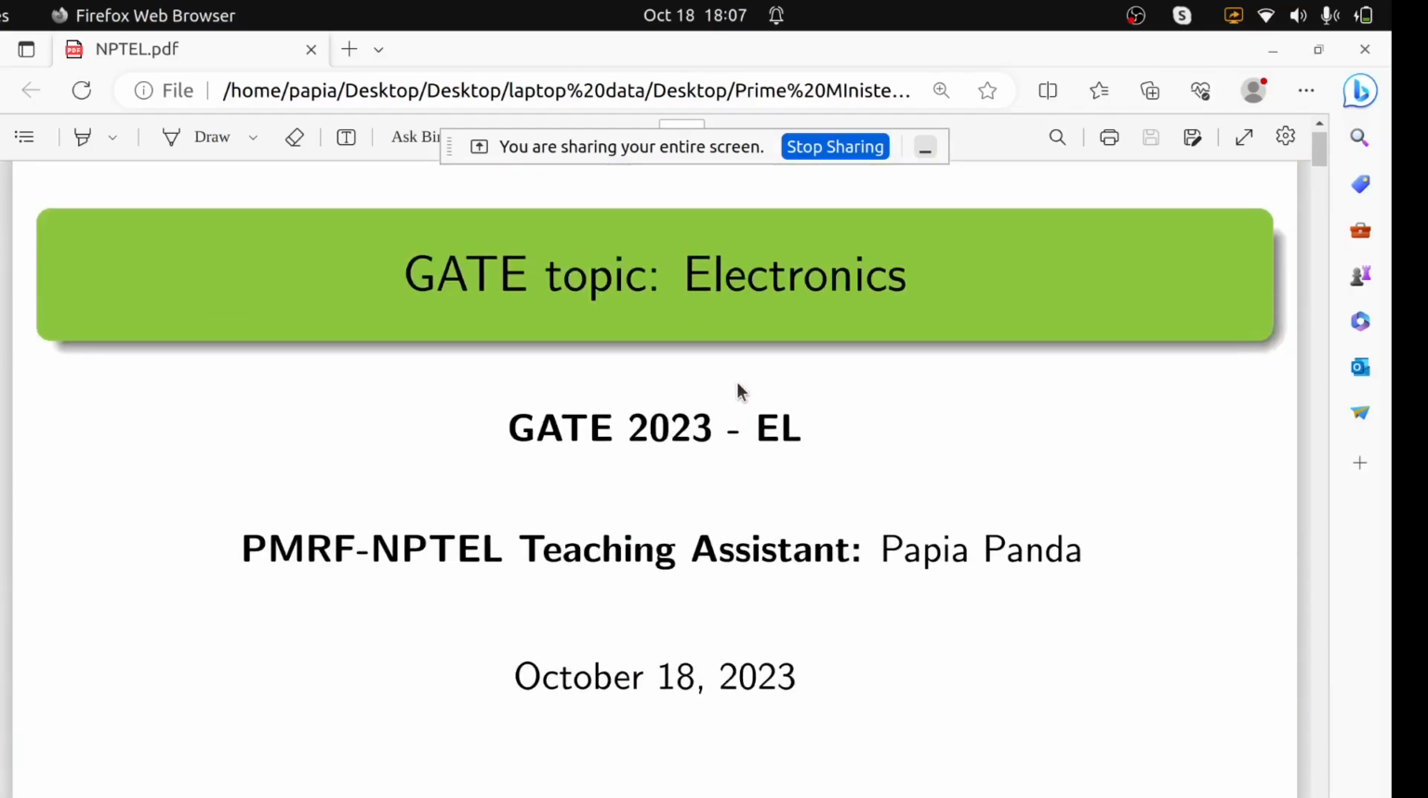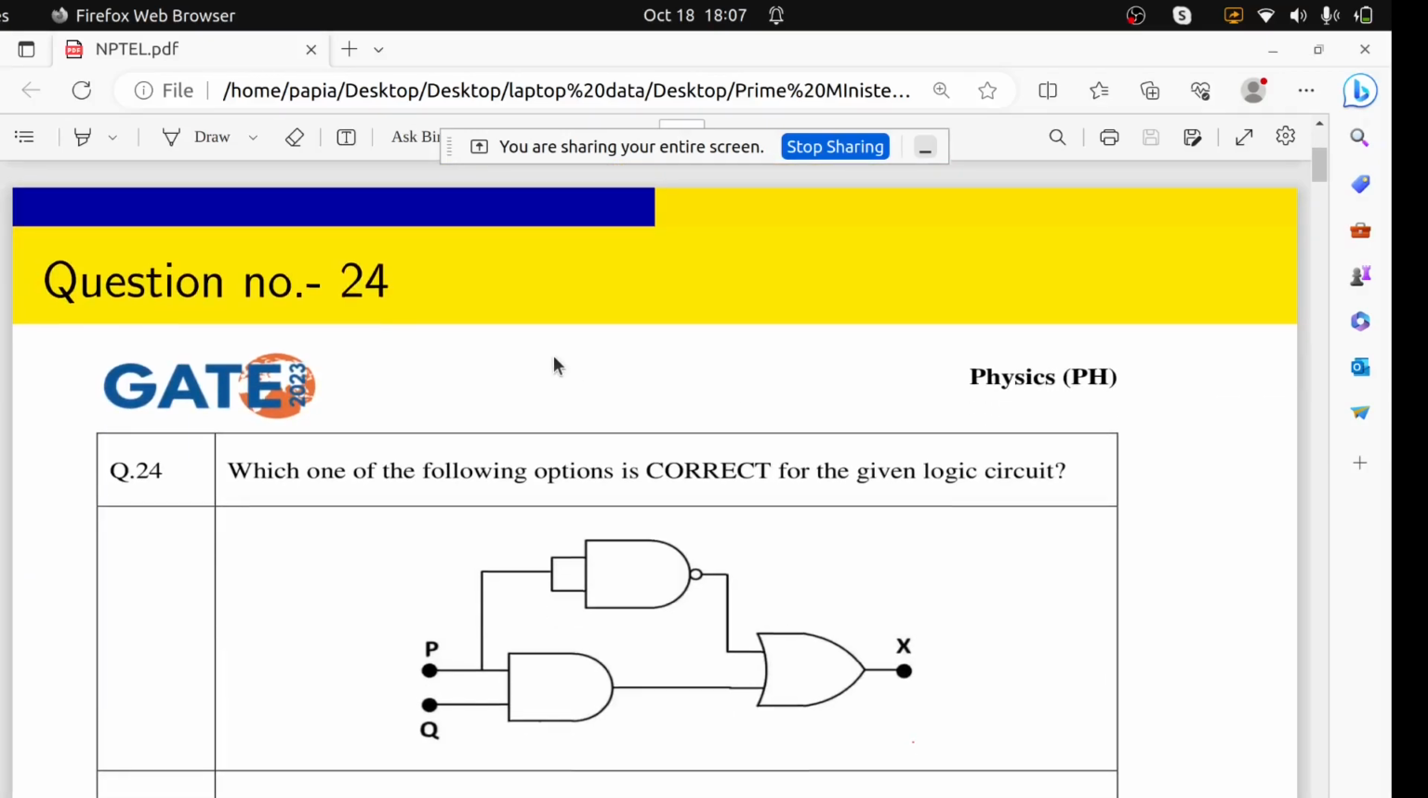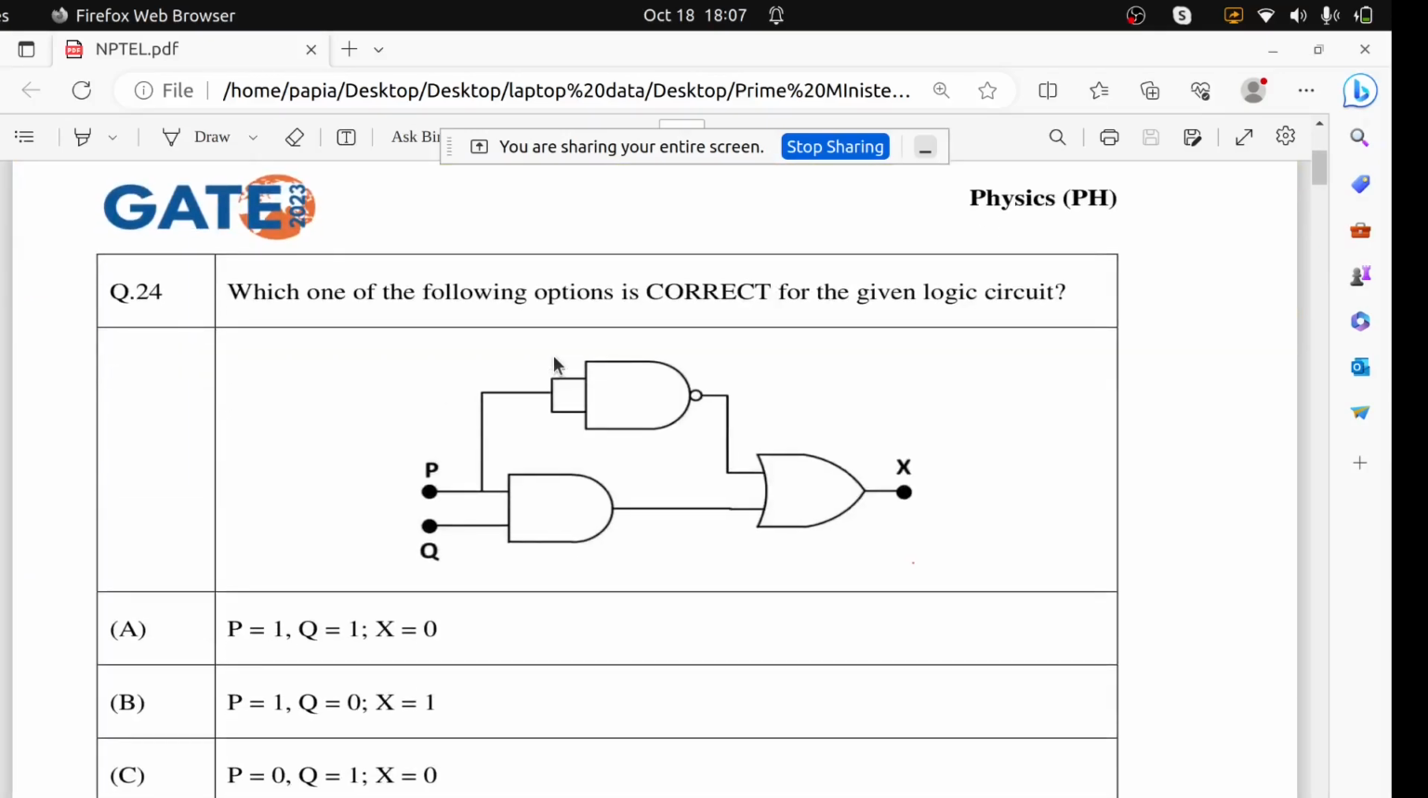So, the first question is from GATE 2023. I am just taking the GATE question number 24. So, let us first read the question. What is the question here? Which one of the following options is correct for the given logic circuit? The circuit is given here, P, Q are the inputs and X is the output. There are some gates given, and they are asking which is the correct option for this gate circuit.